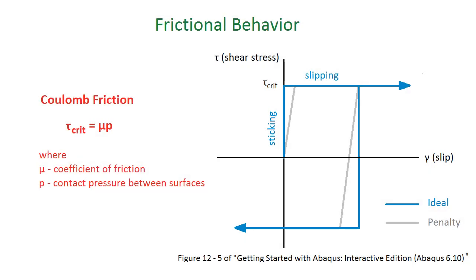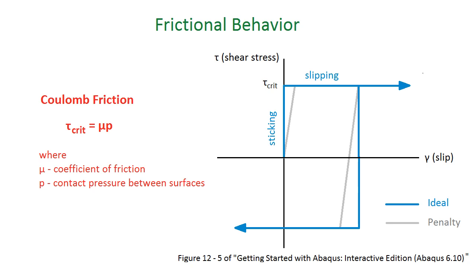Abaqus uses the Coulomb friction model for frictional interactions. Ideal friction behavior requires for two surfaces sticking together to remain that way till the shear stress exceeds the critical shear stress, and when that happens, they suddenly start slipping. However, this ideal behavior is difficult to simulate, and Abaqus provides a few other options.